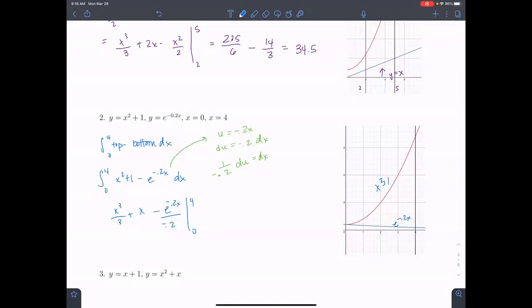And when you do that, I have 22.58 minus 0 plus 0 plus 5. So 22.58.